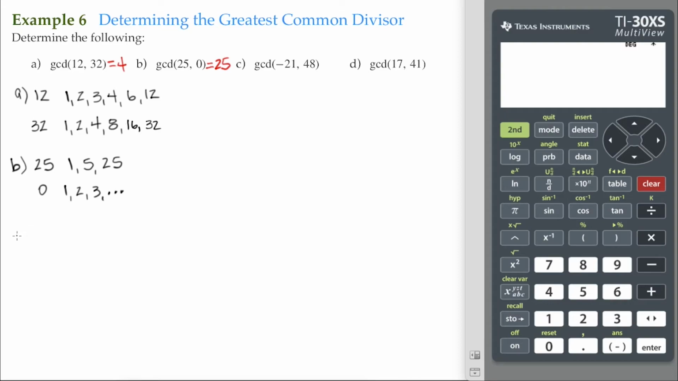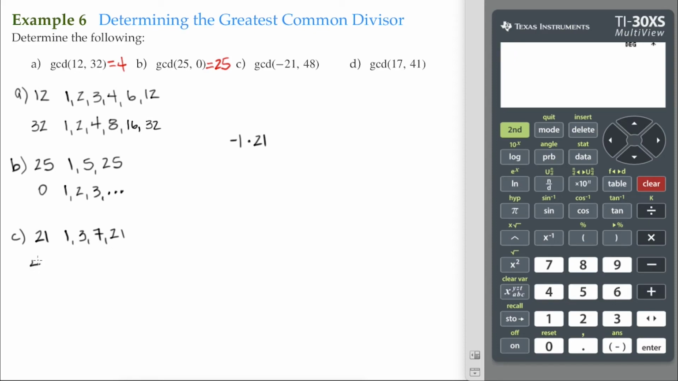For C, we have negative 21 and 48. Now keep in mind that when you have a negative integer such as negative 21, that means negative 1 times 21. So all we really need to do is find the divisors of the positive result. So we're just going to find the divisors of 21. And it's 1, 3, 7, and 21.